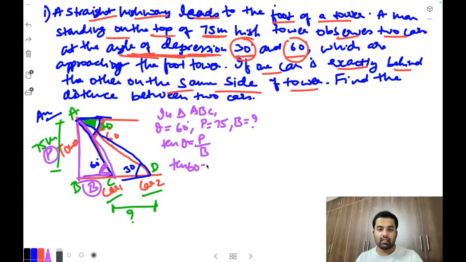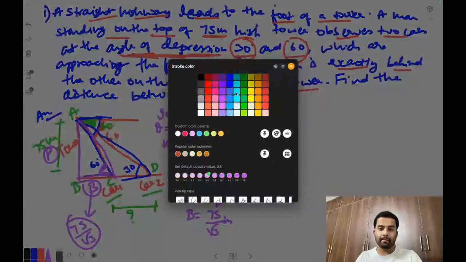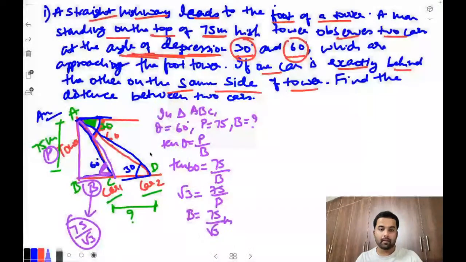So tan 60 is equal to 75 by base. Tan 60 we know is root 3. So 75 by base equals root 3, and the base becomes 75 by root 3 meter. At least we got BC as 75 upon root 3 meter. But what do we need? We need CD.